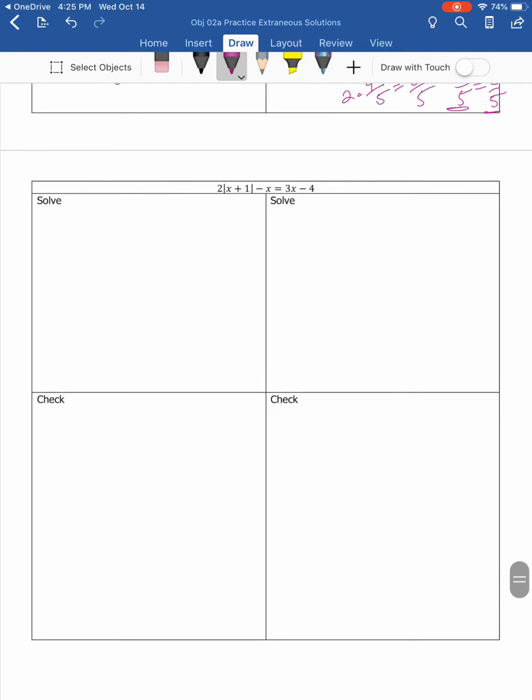Here, again, we've got to get x by itself. So we have 2 times the absolute value of x plus 1 minus x is equal to 3x minus 4. I'm hoping I left enough space. So I add x: 2 times the absolute value of x plus 1 is equal to 4x minus 4. Divide everything by 2. Absolute value of x plus 1 is equal to 2x minus 2. And now I'm ready to solve it twice.